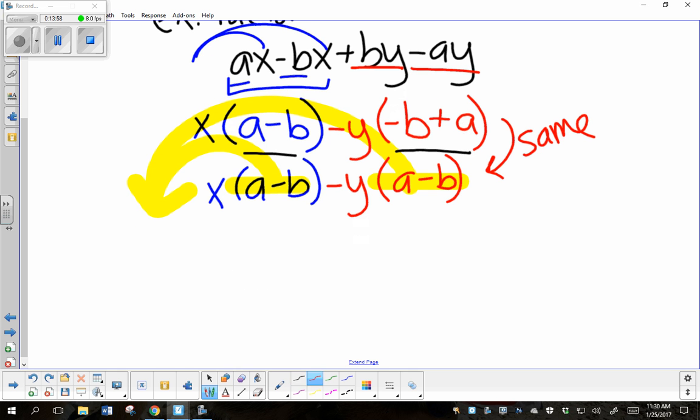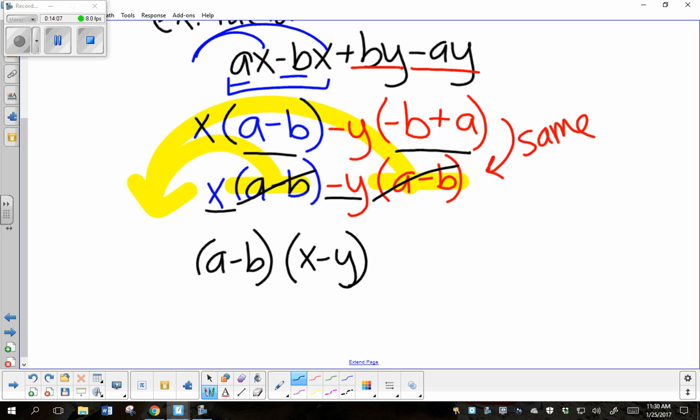So I'm going to pull my a minus b and factor it out of both those terms, and what I'm left with is x minus y. And we are done factoring that polynomial.